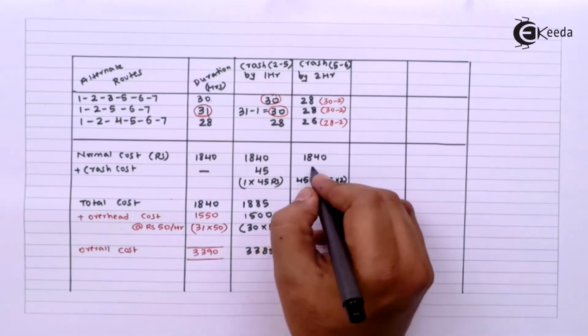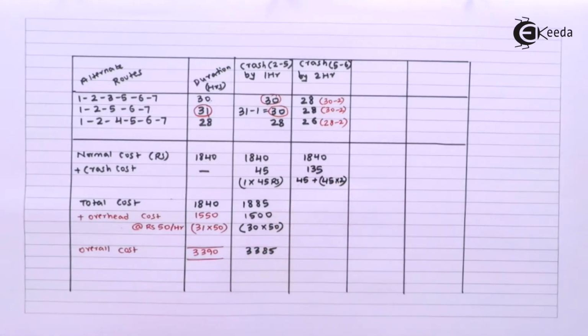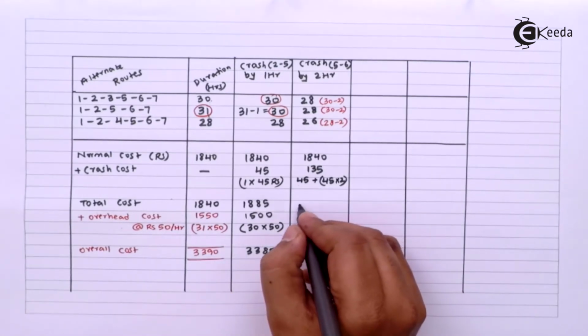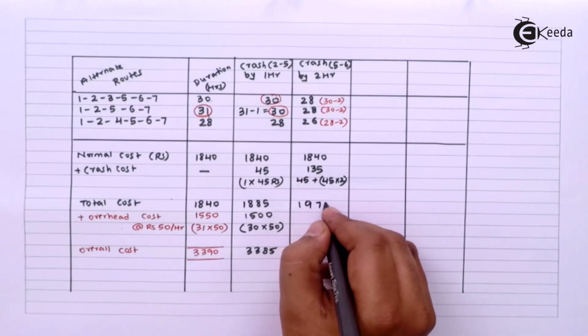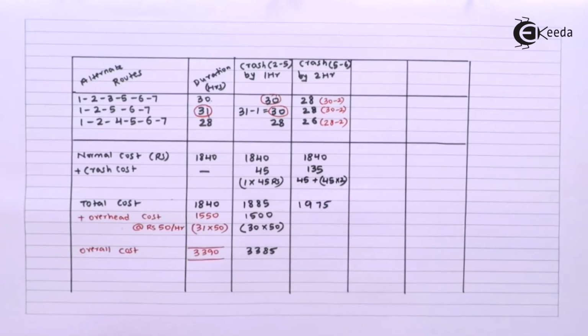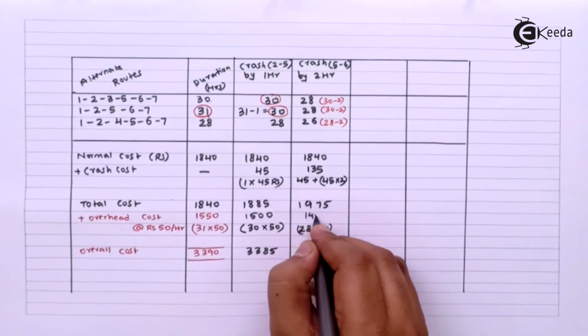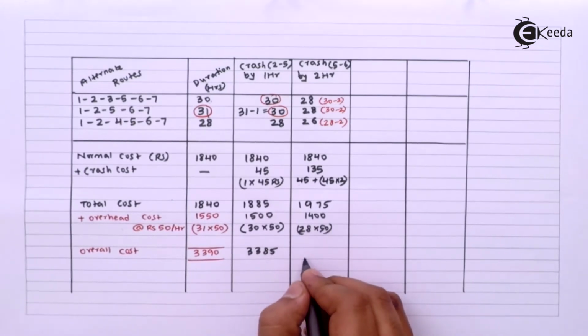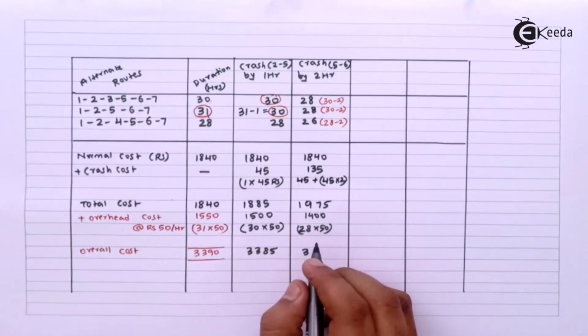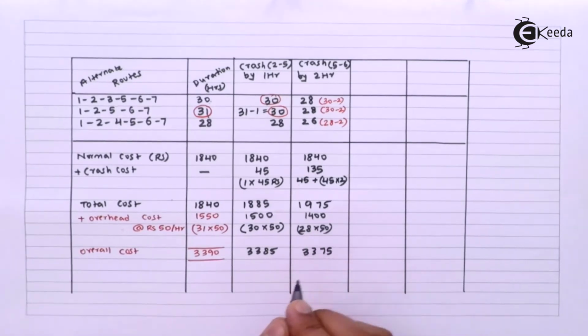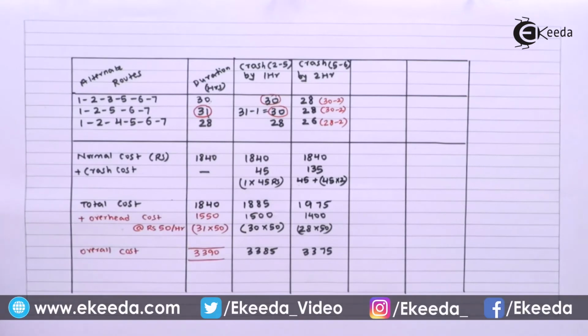So 90 plus 45 will be 135. My total cost will be 1975. And now my project completion time is 28. So 28 multiplied by 50 will be 1400. Which comes to 3375. So we are done with the second crashing, 5-6 by 2 hours, and we are now having three critical paths. All three have 28 hours as the total time.